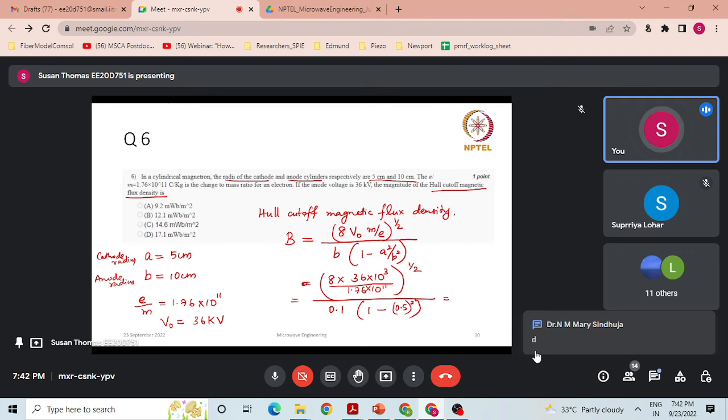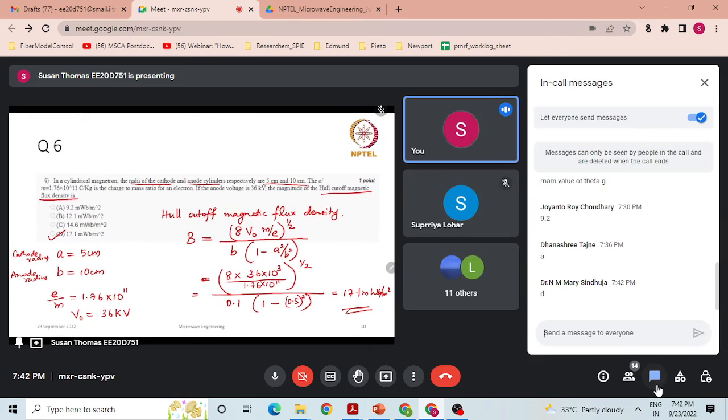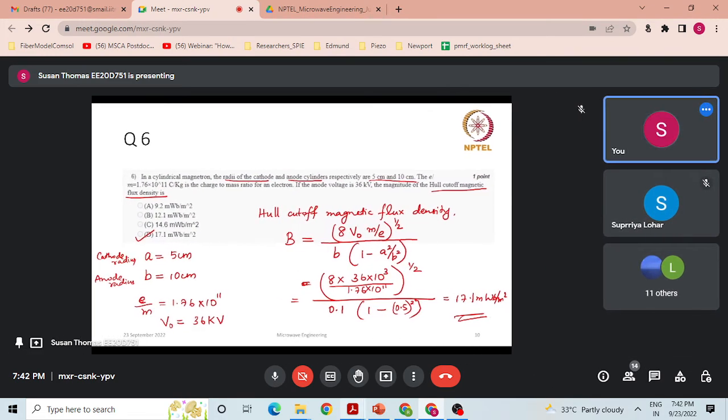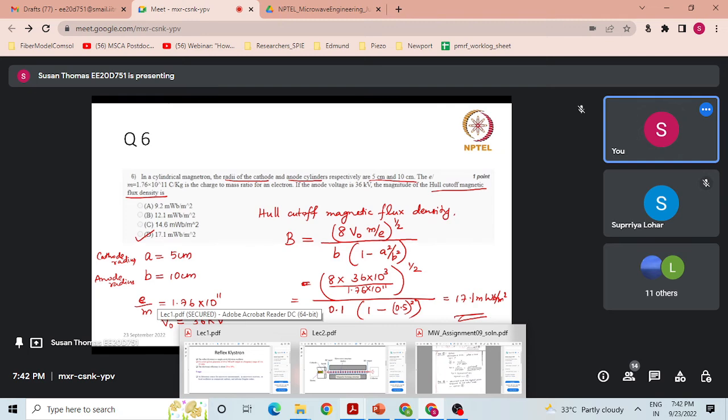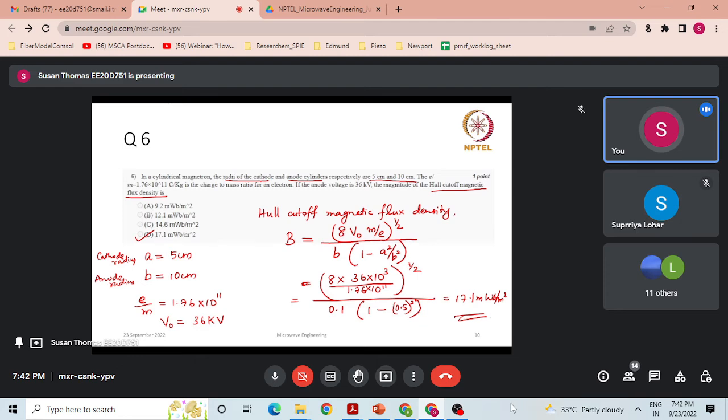Yeah, right. So the final answer is 17.1 milliweber per meter square. So I hope you will get this. All of you can try and see whether you will get the answer. So I hope I can move to the next question.